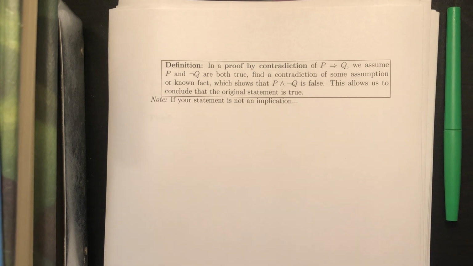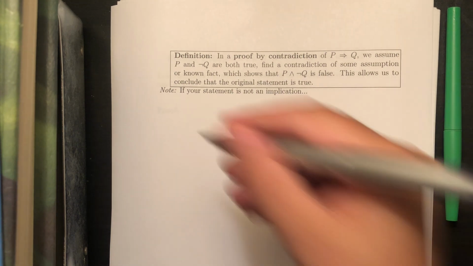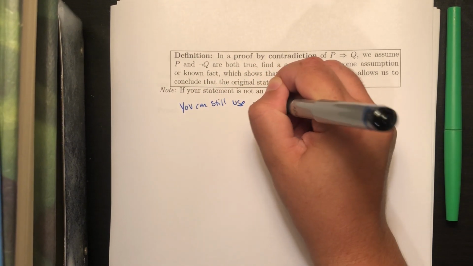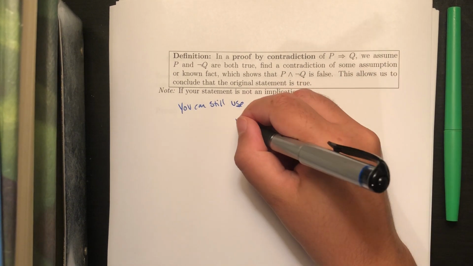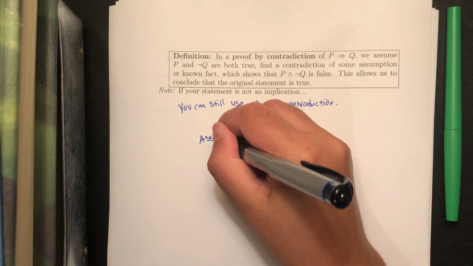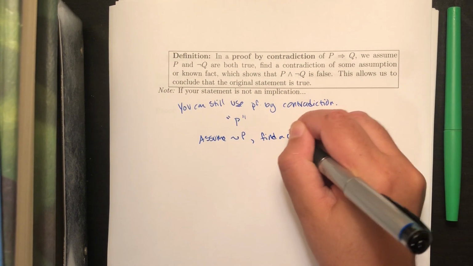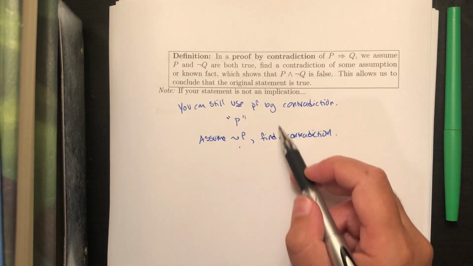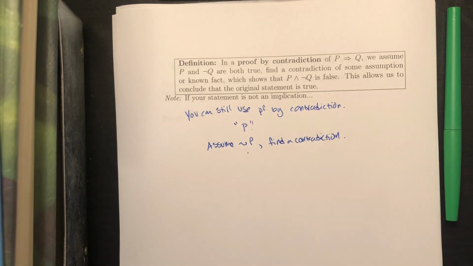Notice that it doesn't have to be an implication in order to use proof by contradiction. You can still use proof by contradiction as follows. If your statement is just some statement of the form P, then to prove it by contradiction, assume not P, assume the negation of P, and find a contradiction. If you find a contradiction, that would mean that the negation of P is false, and therefore your original statement P is true. But for the most part, we'll be looking at statements of the form P implies Q.